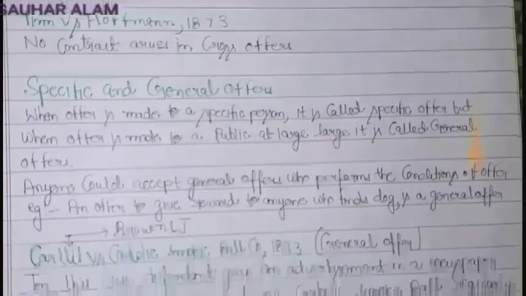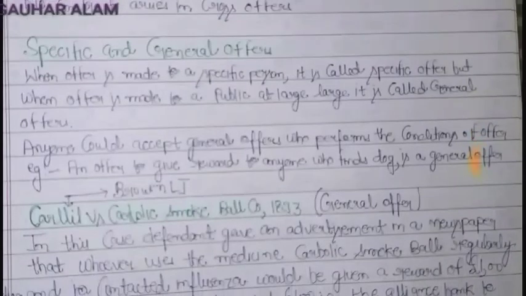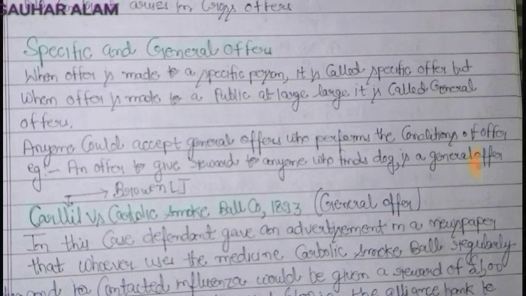Now we will discuss the specific and general offer. When an offer is made to a specific person, it is called a specific offer, but when an offer is made to the public at large, it is called a general offer. Anyone who performs the condition of the offer could accept a general offer. For example, an offer to give a reward to anyone who finds the dog is a general offer. So anyone who finds the dog can accept the offer.